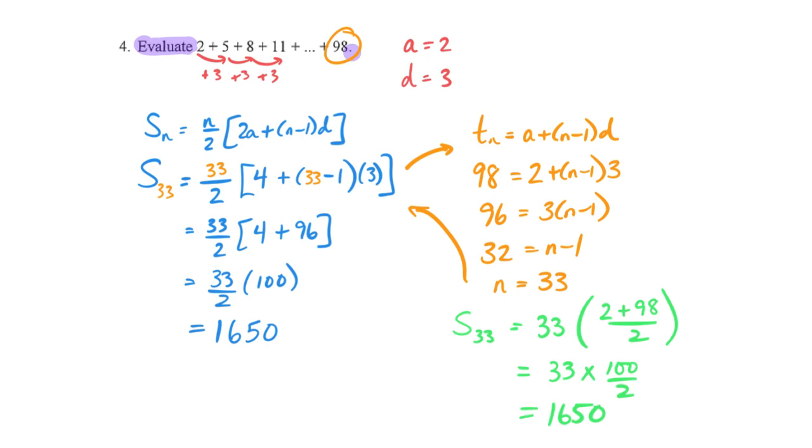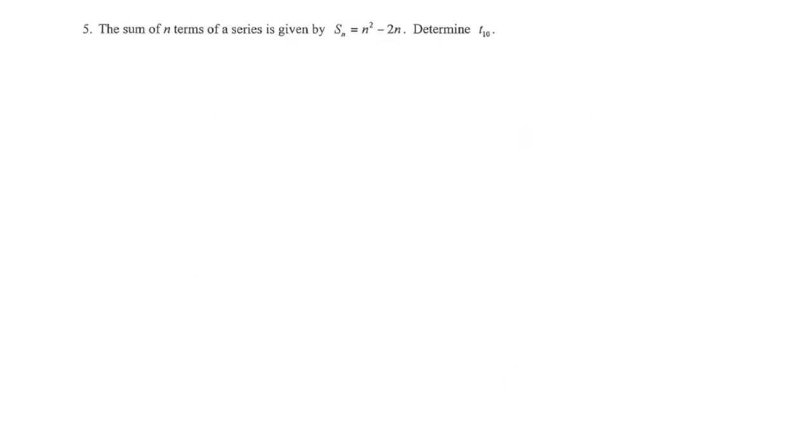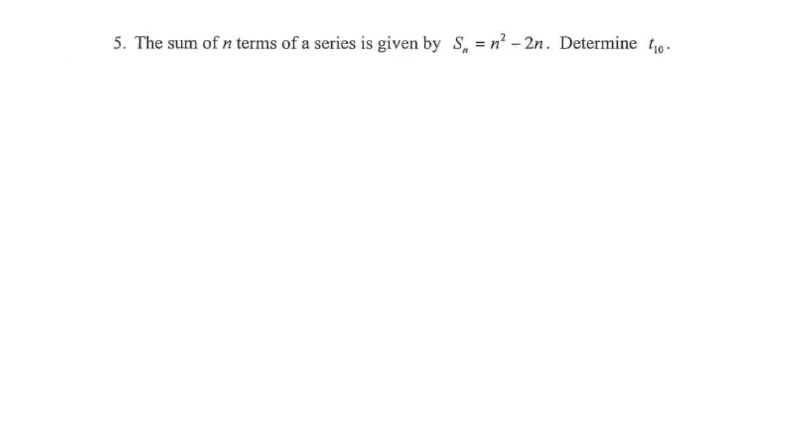Okay, let's tackle a bit of a quirky one, a bit of a doozy. You see our last problem for the day up on the screen. The sum of n terms of a series is given by S_n = n squared minus 2n, and you have to determine term 10. I want you to play around with this one for as long as you need to. Then we'll hop back in and check what we do. Okay, pause it now.